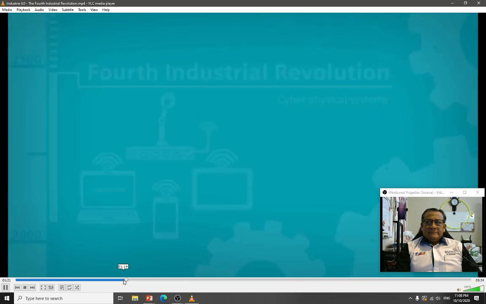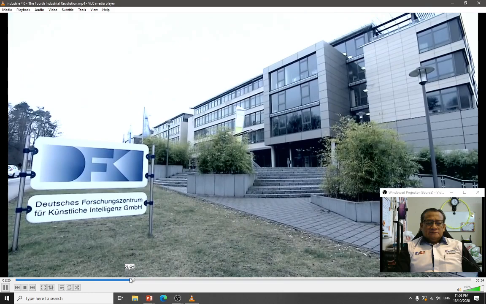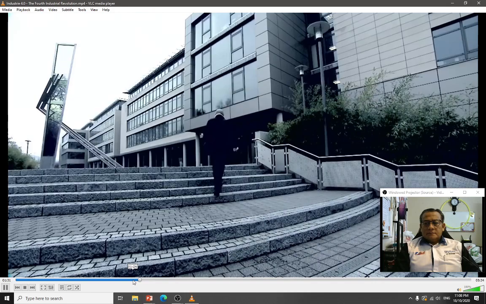At the German Research Center for Artificial Intelligence in Kaiserslautern, this future can already be experienced right now. Research is underway here into exactly what the industrial production of tomorrow will be like.